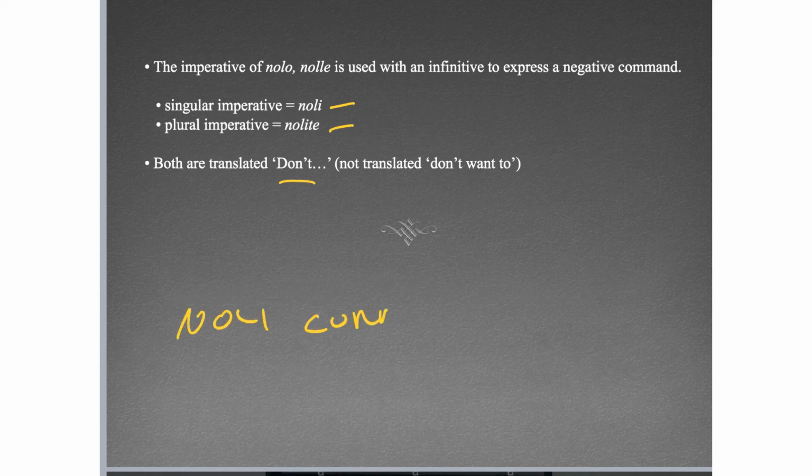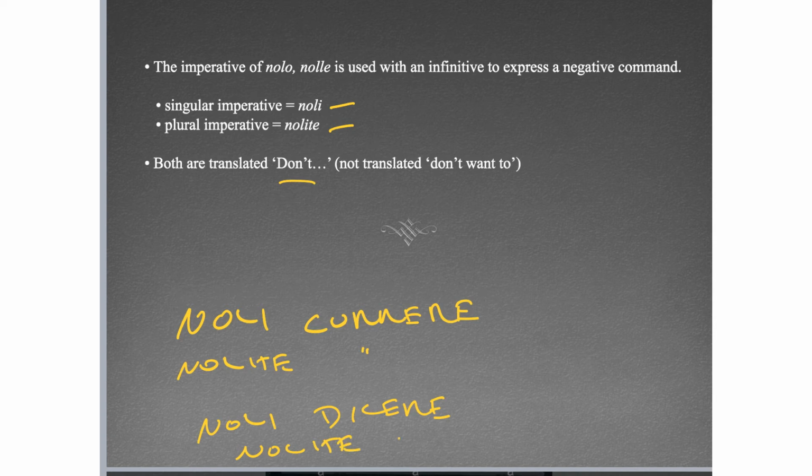noli correre, don't run, that of course is singular. If I say nolite correre, don't run, to of course a group of people. All right, so if I say noli dicere, don't speak, again to a singular, nolite dicere, don't speak, to a plural group.